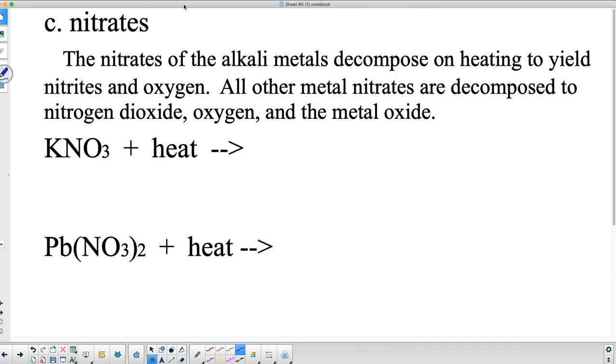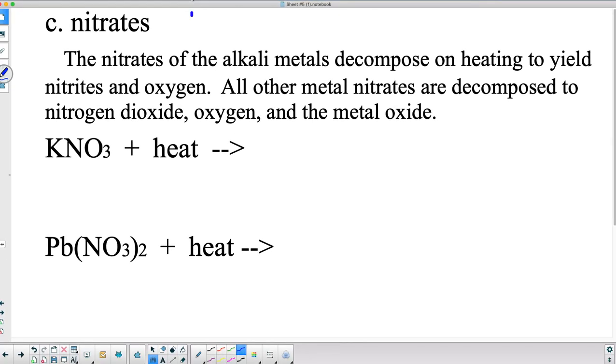Something like KNO3 would be a good example of a nitrate. Notice it ends in NO3. Okay, that's what a nitrate is. So the nitrates of the alkali metals decompose on heating to yield nitrites and oxygen.